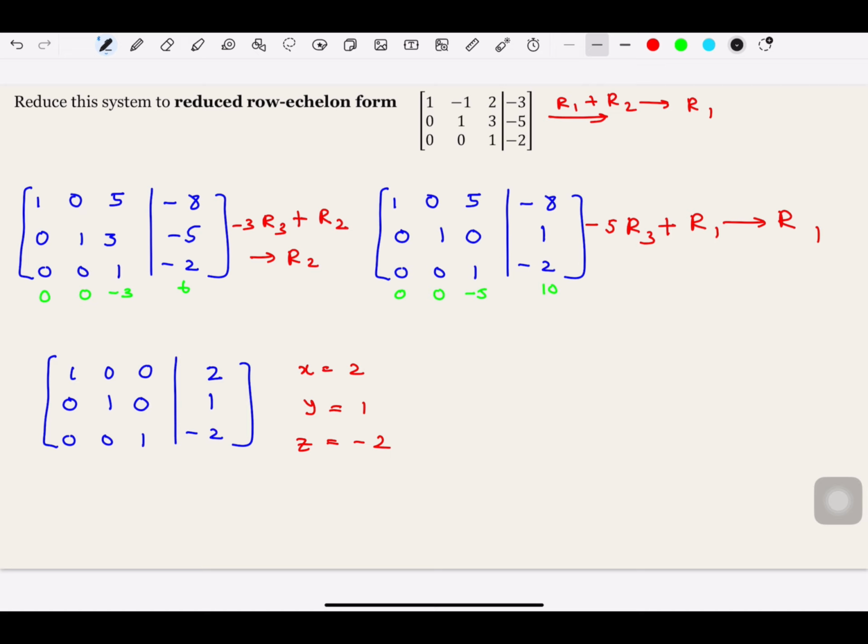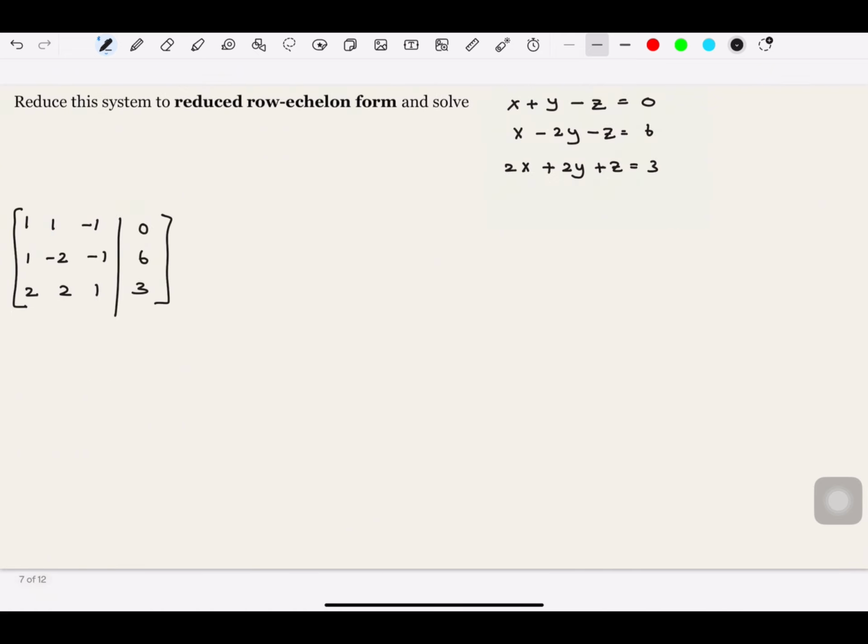Okay, so let's try another example. In this example, you have to solve this system of equations by using reduced row echelon form. That means you first have to write this as an augmented matrix. So I have written the augmented matrix of this system. This is the coefficient matrix, and these are the constants on the right hand side. First of all, let's get rid of these. Here I have a 1. The first entry of the first row is 1, which is good. I don't have to do any simplification. But using that information, let's try to get rid of these values, the 1 and 2.